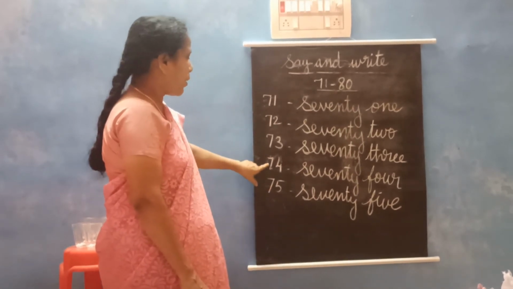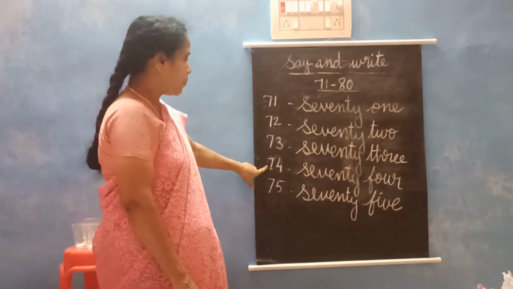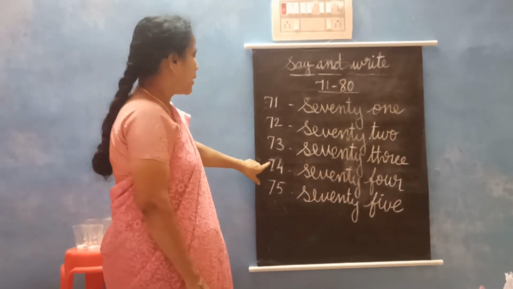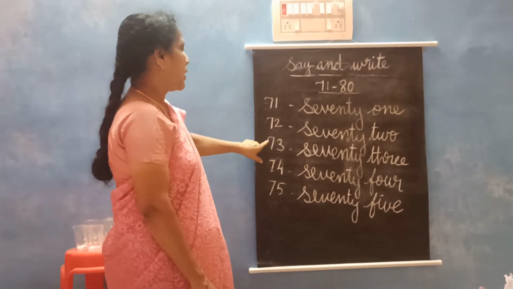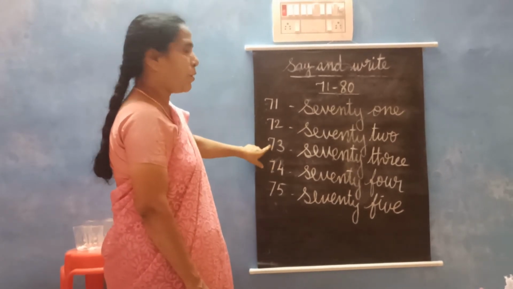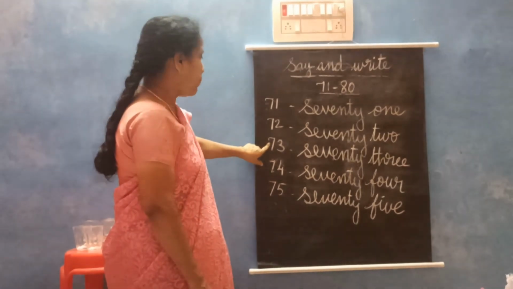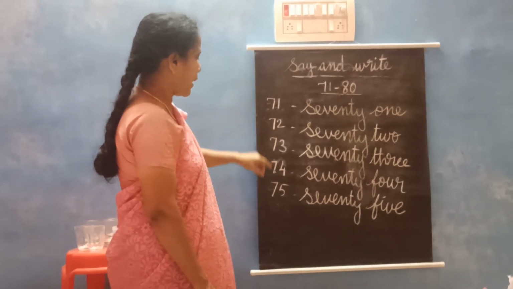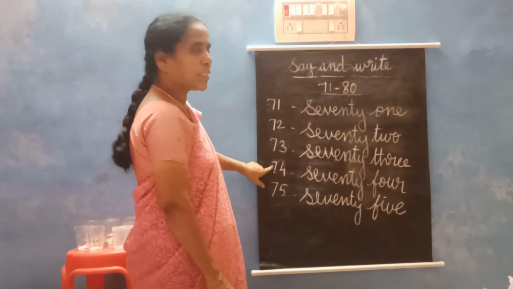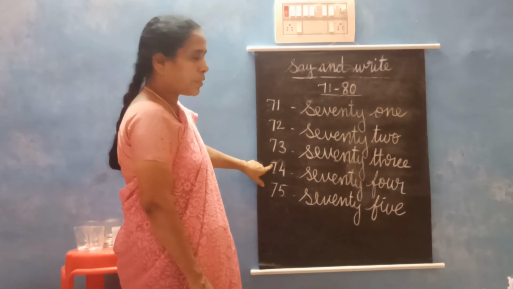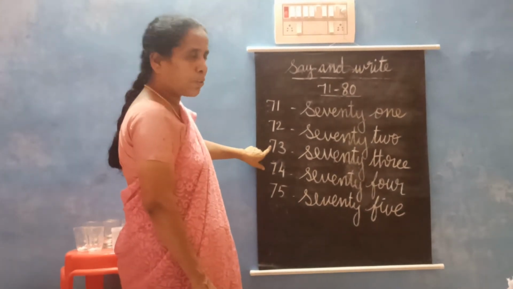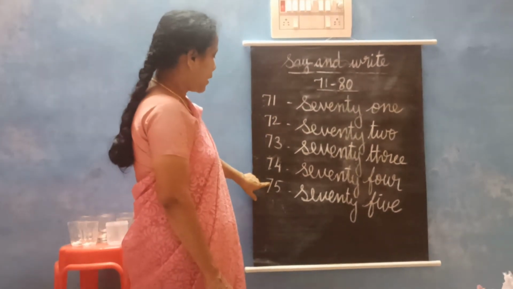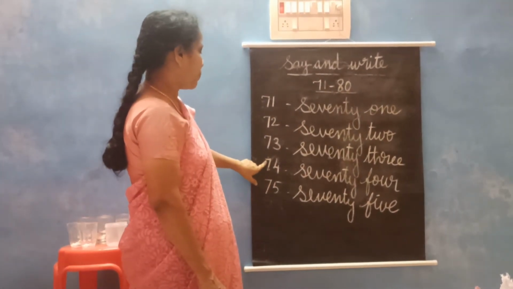Okay, what number is this one? 75. Before 75, what number is there? 74. Before 75, 74 is coming. 74 before 73. 73 before 72. 72 before 71. We will see again. 75 before 74. 74 before 73. 73 before 72. 72 before 71.